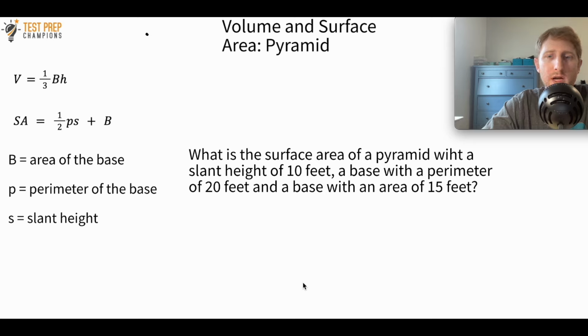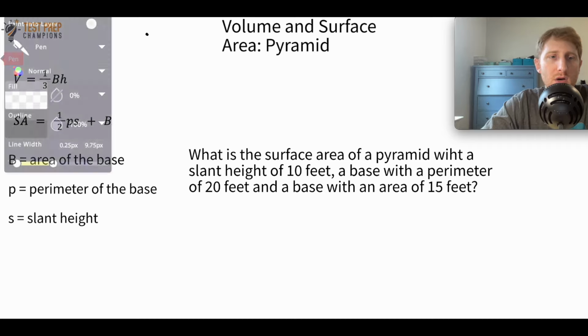What is the surface area of a pyramid with a slant height of 10 feet, a base with a perimeter of 20 feet, and a base with an area of 15 feet? And yes, I do see a typo here, but we're just going to roll with it. Let me give you a chance now to pause the video and try to figure this out. Whenever you're ready, we'll go over the answer.